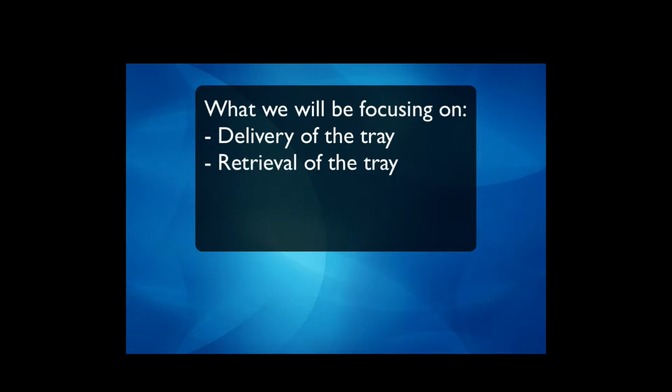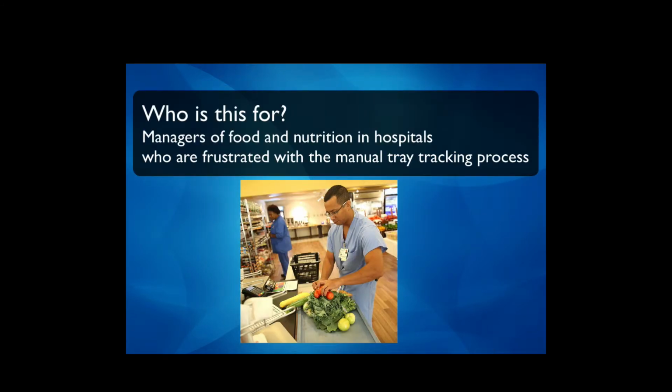Now again, real quick before we get started, this video is for food and nutrition managers that are distributing food to their patients and who are frustrated with the paper-laden, antiquated tray tracking processes that are really keeping them from real-time data on their key performance indicators. And ultimately, they're looking to impact their patient satisfaction. So we're going to be looking at how those antiquated processes can be transformed from pushing paper to pushing buttons. And we're going to start with the delivery of the tray to the patient room.